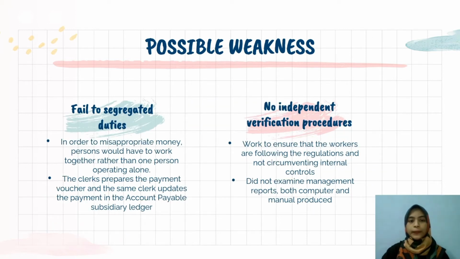Next, the company failed to segregate duties. In order to misappropriate money, people would have to work together rather than one person operating alone. The company instead uses the same clerk to prepare the payment voucher and the same clerk to update the payment in the account payable subsidiary ledger.